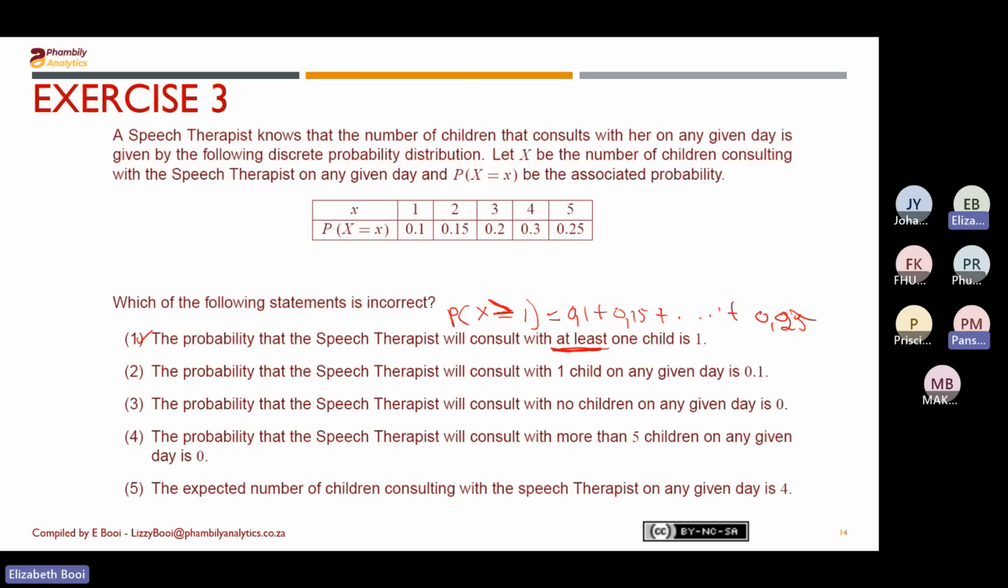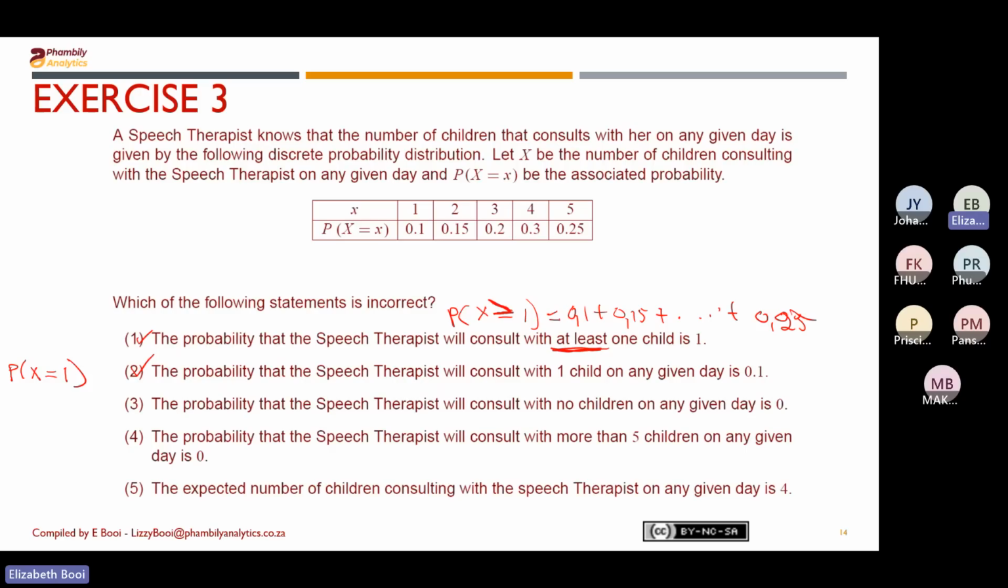That is correct. It's equal to 1. Yes. The probability that the speech therapist will consult with 1 child. How do we find that? The probability, because it's just saying with 1 child. So it's exactly 1 child, or is it equal to all that, because they don't give direction to that. So what is that probability? Option 2 is 0.1, so it is correct.